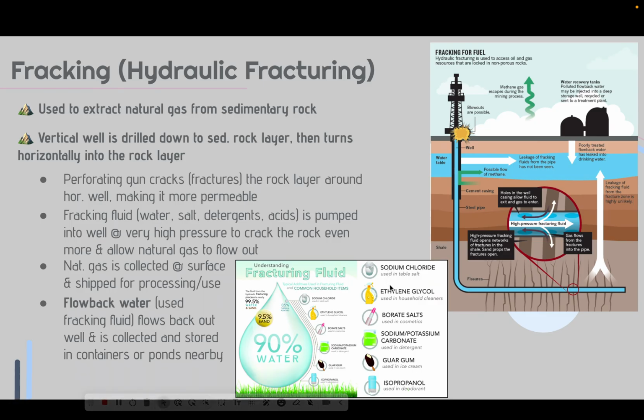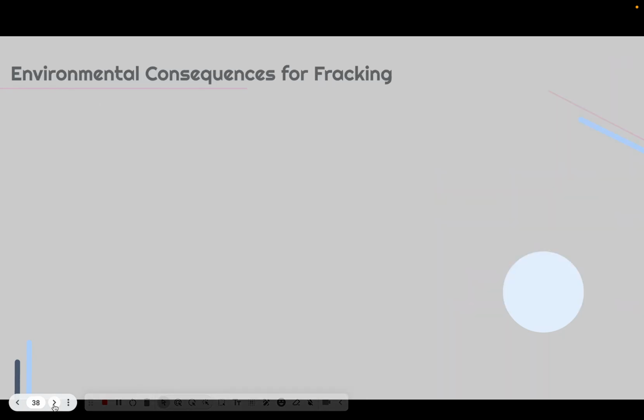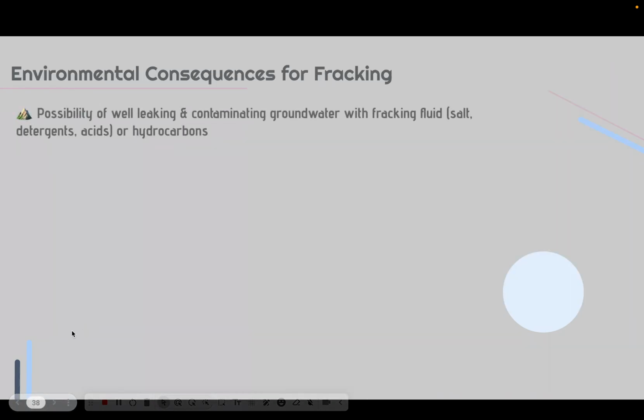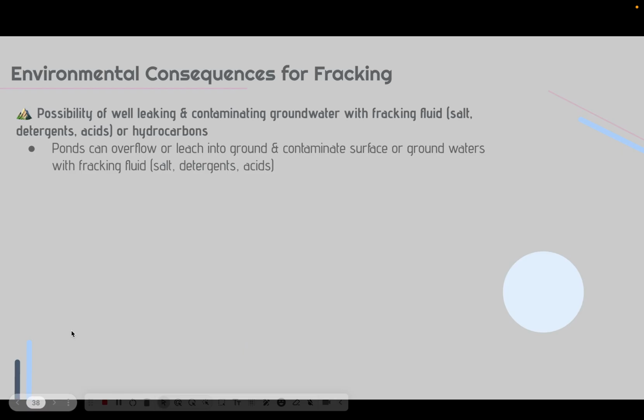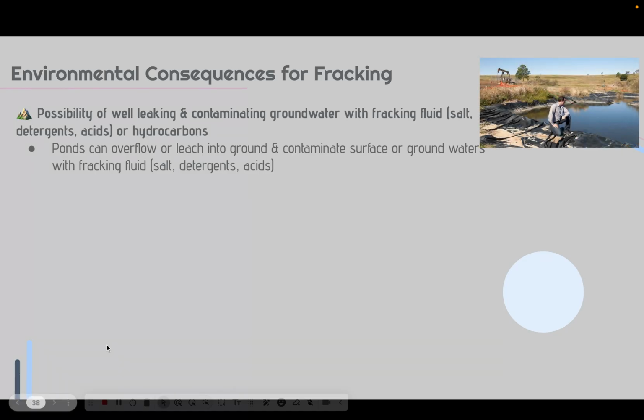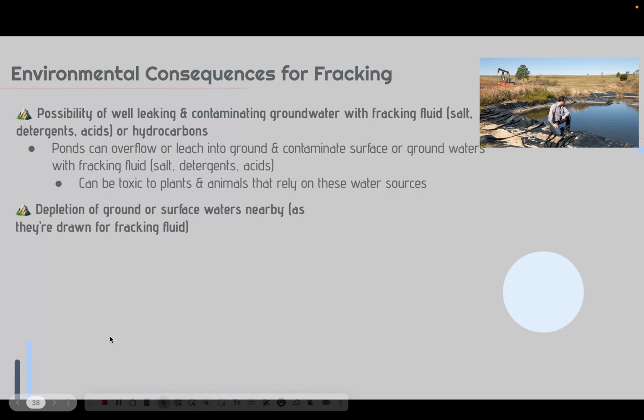And here are the components that we find in fracking fluid, if you want to pause the video and look at that in a little more detail. But as we can see, that is a real problem. And so, what are some environmental consequences with fracking? We can have wells leaking. We can contaminate the water with the fracking fluid, like we talked about. The ponds that we store this in can even overflow or leach into the ground. And this contaminates not just the surface, but also groundwater. It's toxic to plants and animals that rely on these sources.